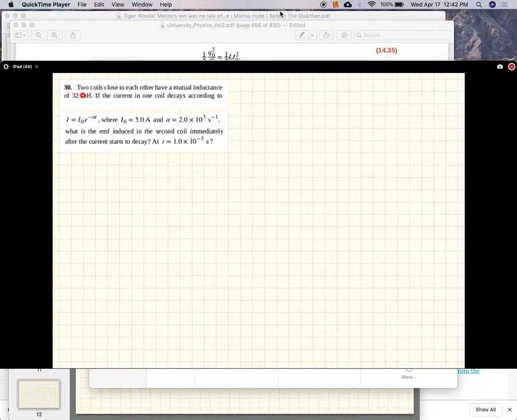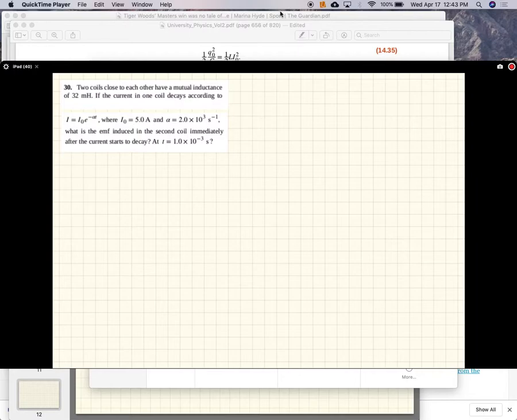So two coils close to each other have a mutual inductance of 32 millihenries. If the current in one coil decays according to that, where I naught is 5 amps and alpha is that, by the way, this is about half a millisecond of time constant. What is the EMF induced in the second coil immediately after the current starts to decay, at t equal to 1 millisecond?